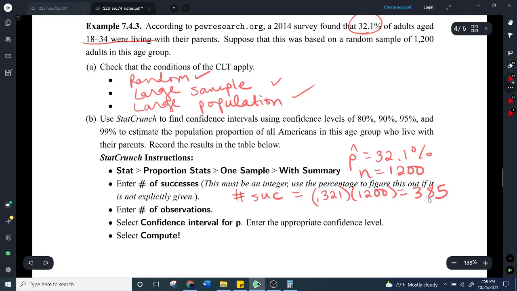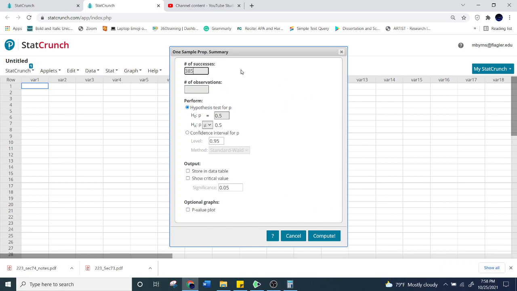Enter the number of observations. The number of observations is your sample size. How many people did we observe? That's going to be the number of observations. So I'm going to put in 385 out of 1,200 observations. So let's do that. 385 out of 1,200 observations.